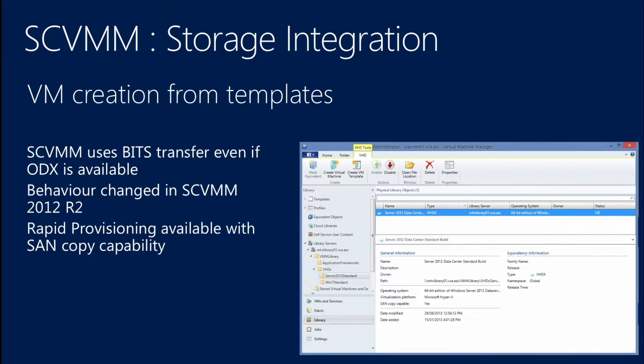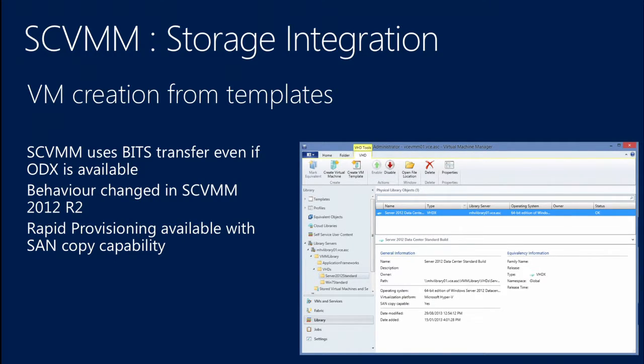Just another last feature on SCVMM, VM creation from templates. I said before, it uses BITS transfer. So if I have a template in a library and I go to create a VM from it, no matter what, it's going to use BITS at the current version, even if the array is ODX capable. In R2, that's going away, so you'll be able to use ODX with that.